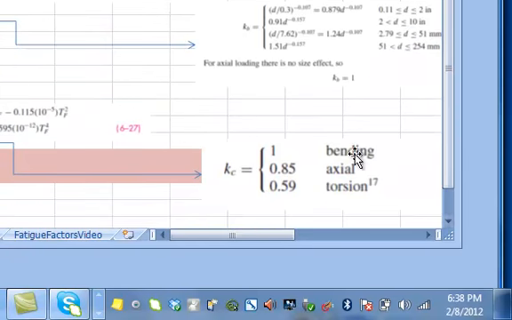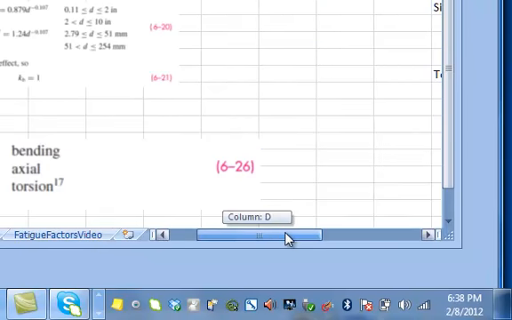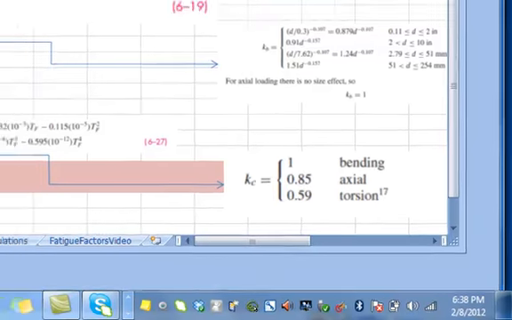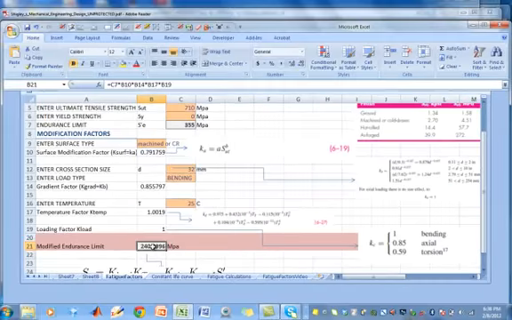For loading, bending is 1, axial is 0.85, torsion is 0.89. This is equation 6.26. So you do that and you'll get 1.0019, bending is 1, and your final modified endurance limit is 240 megapascals. Think about it this way. If it were an ideal specimen, it was 355 megapascals. Because it's a machined surface, which is 32 mm in diameter, at 25 degrees centigrade, and under bending, it turns out to be 240. 241. Can you see? It's 240.9996. You got the idea, right?